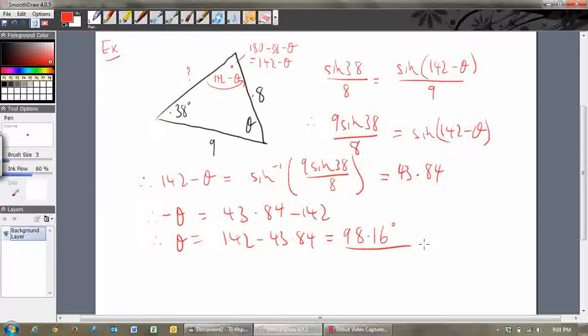So there we go. That's an application of the sine rule. Hope that makes sense to you, but it's very, very useful, so get comfortable with the sine rule. There you go.